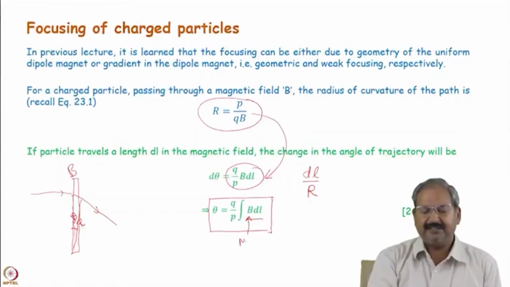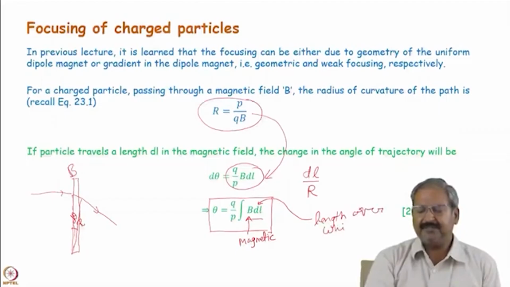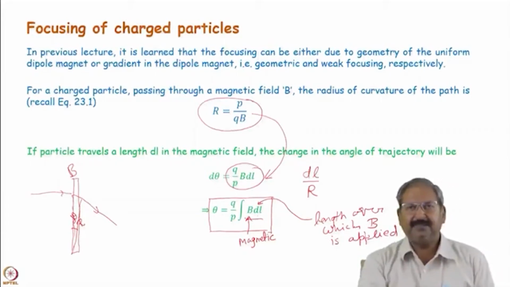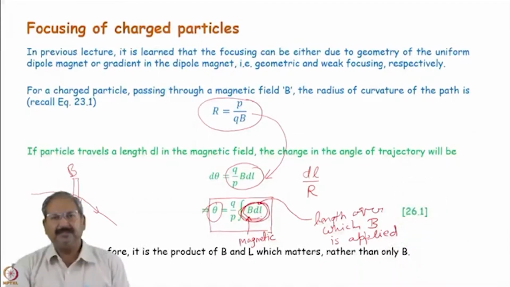It is the magnetic field which we use for bending the particle trajectory, and this is the length over which the magnetic field is applied. So you can see here that B alone is not enough to decide the charged particle trajectories or the angle of the trajectory. Rather, the combination of the magnetic field and the length over which it is applied is much more important. That combination of magnetic field and length is useful rather than only B.